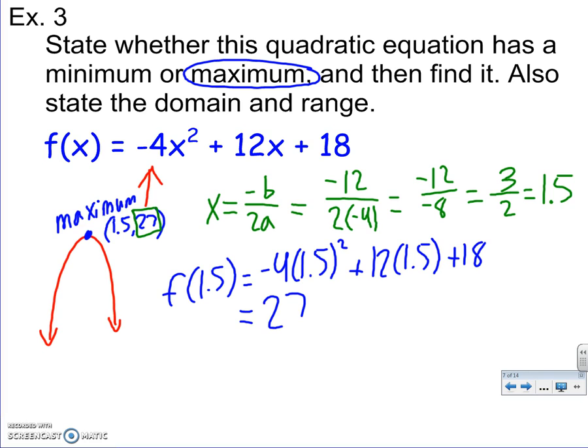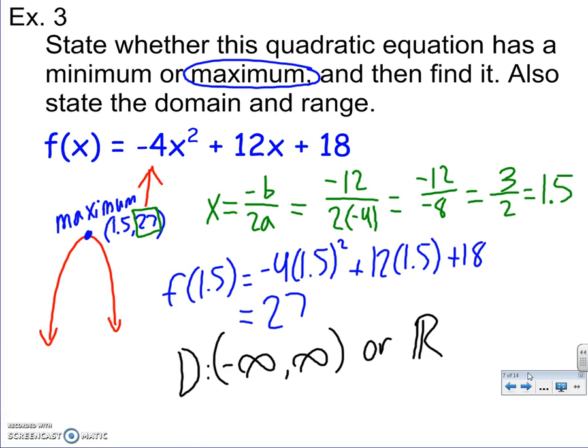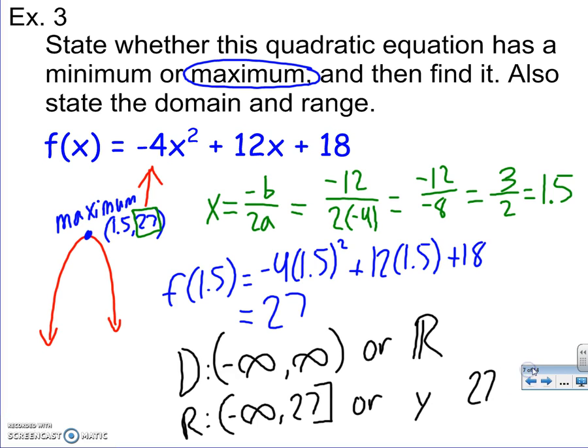Now they want me to find domain and range. Well, if you think about this on the graph, domain, how far left, how far right? The domain would be x goes left forever, negative infinity, and goes right for positive infinity, or all real numbers, your choice. Now the range, we're talking about how low to how high. We know it goes down forever. And the highest, the maximum is 27. And that does count 27, so there's a bracket there. So or here you could say y is less than or equal to 27.